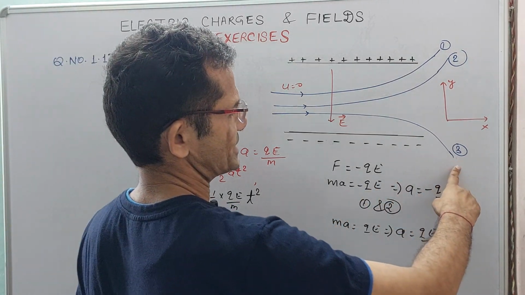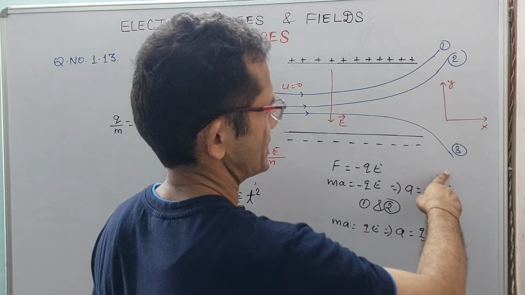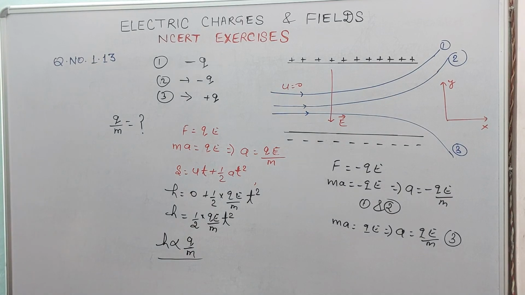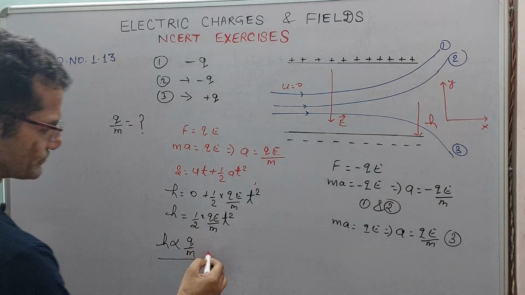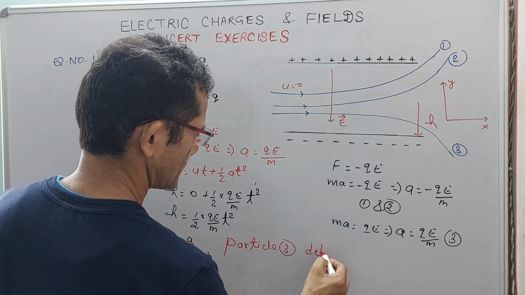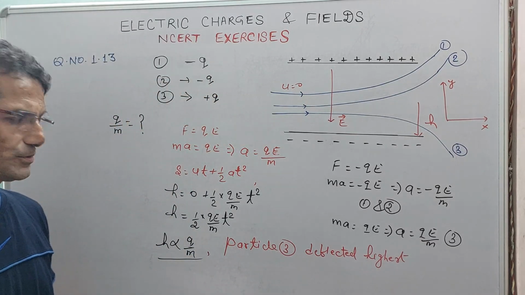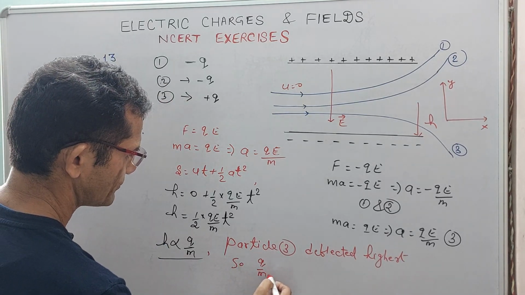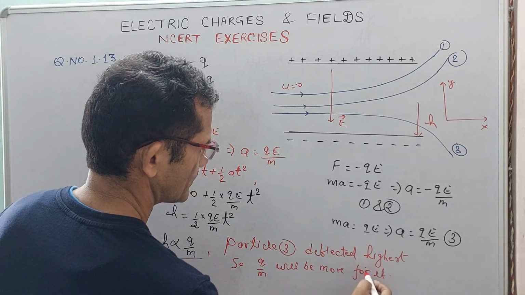So looking from here, particle number 3 is deflecting in the downward direction the most, it has come down the most. Particle number 3, after that 1, then 2. So the least one is particle number 2. The deflection in the downward direction is highest for particle 3. So our answer is particle 3, which deflected the highest, so its charge upon mass ratio Q by m is also the highest, will be more for it.